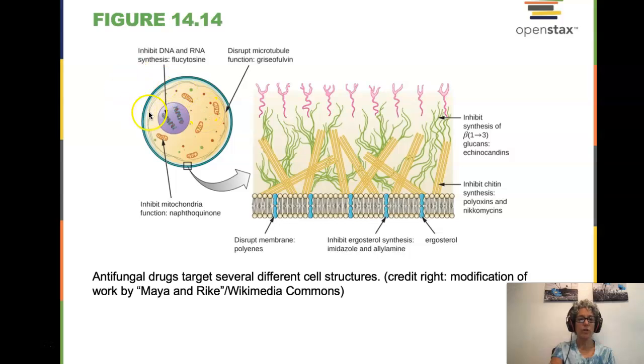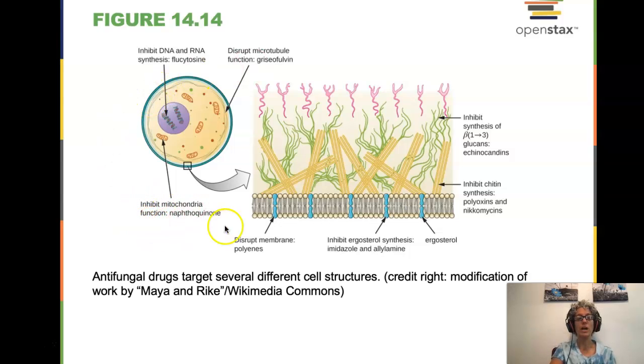So for the antifungal drugs, we can use flucytosine, which inhibits DNA and RNA synthesis. We can disrupt microtubule function with a drug called griseofulvin. This is a drug that definitely would have to be topical for a surface fungal infection. We would not want to inject or ingest griseofulvin because we don't want to disrupt our microtubules. Then we cannot do cell division. We can't support the internal structures of our cells.